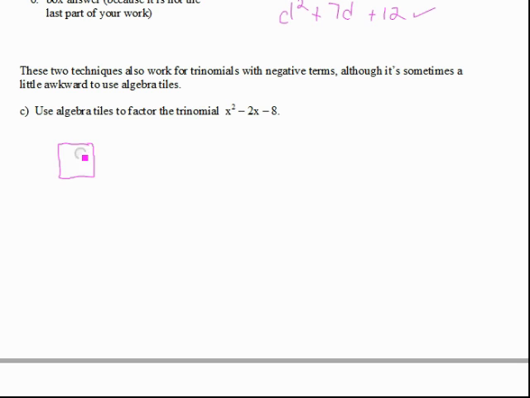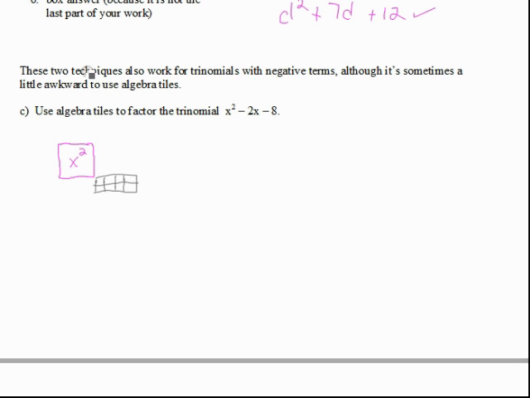And I need, so there's my x squared, and I need 8 minus 1 tiles. So I'm going to put that down here. Oh, I'm going to do those in a different color because they're negatives. Let's do those in black, because I can't color them in on the screen, that's not going to work. So there's my minus 8 tiles.